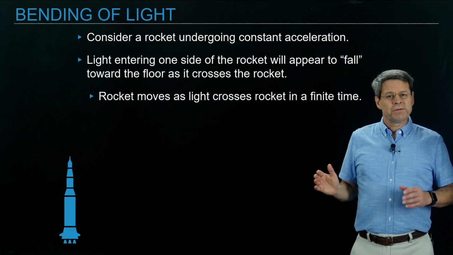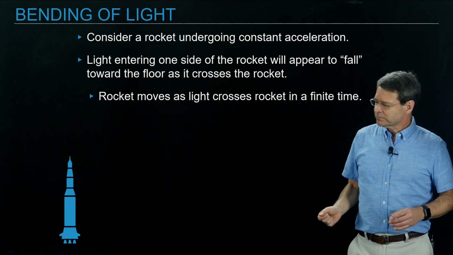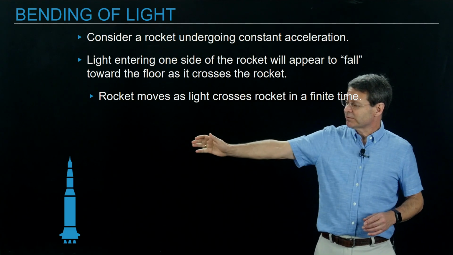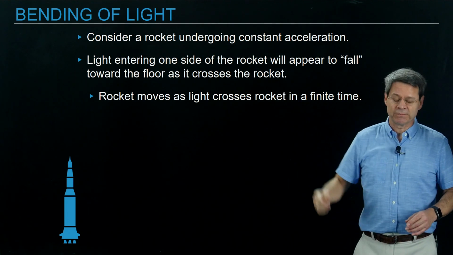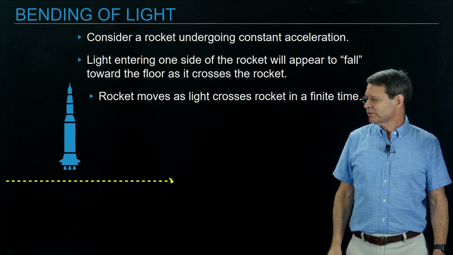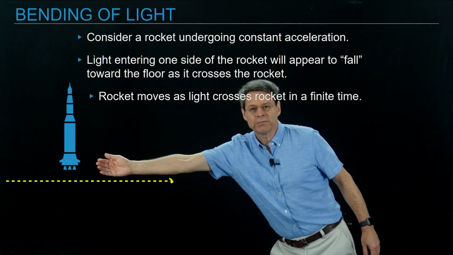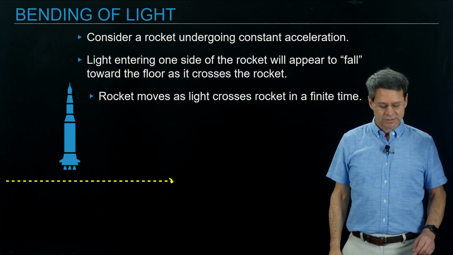It takes the light, I should say, a finite amount of time to cross the rocket as the rocket is accelerating across that light beam. So here's my light beam. It's crossing the rocket as it's accelerating upward. There's a finite amount of time for it to cross the rocket.